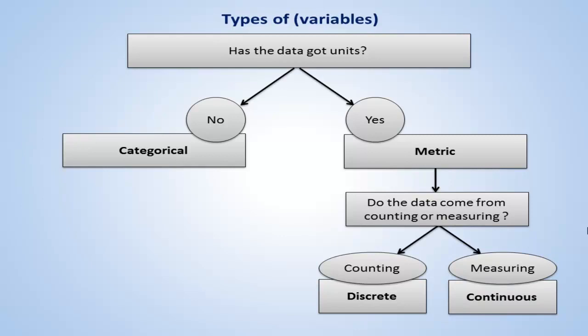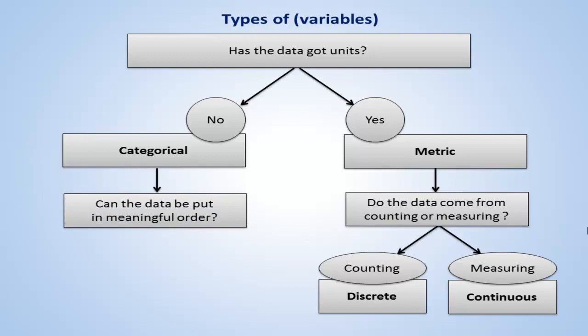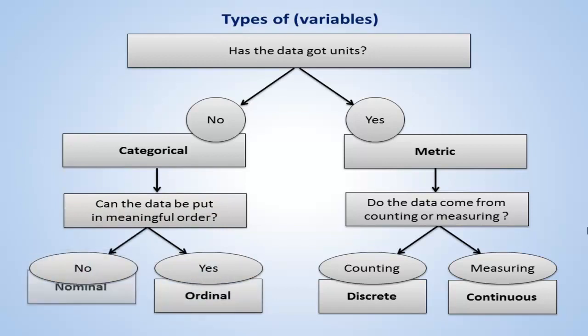If the data is categorical, so it has no units of measurement, we have to ask another question to identify whether this categorical data is nominal or ordinal. This question is, can this data be put in a meaningful order? If yes, then it is ordinal categorical data. If no, then it is nominal categorical data. Note that ordinal categorical data comes from assessment and it includes human judgment.